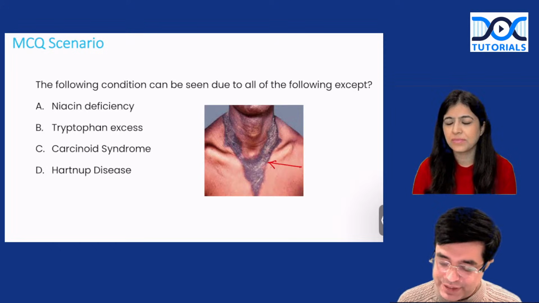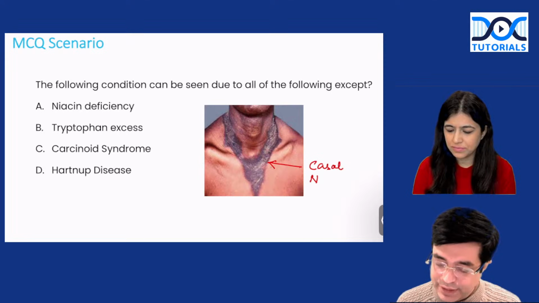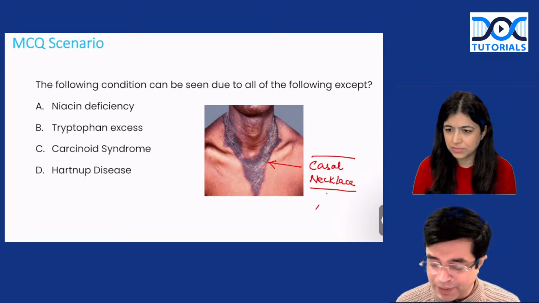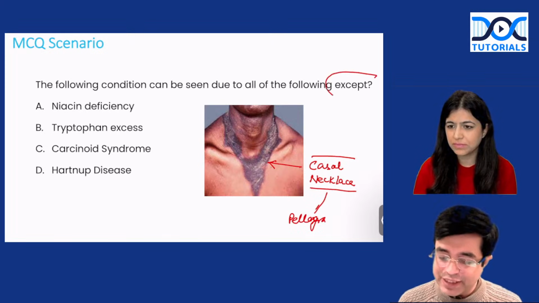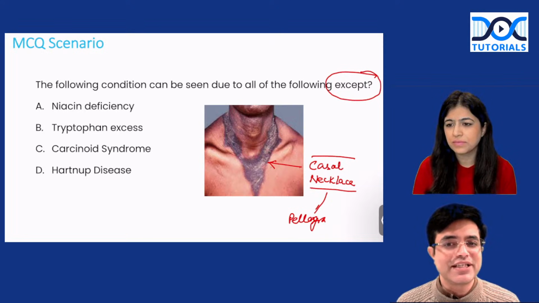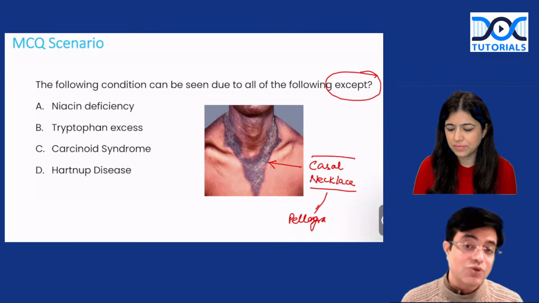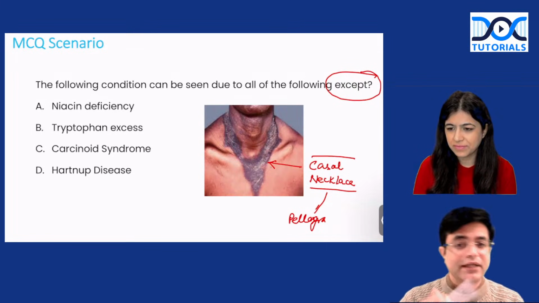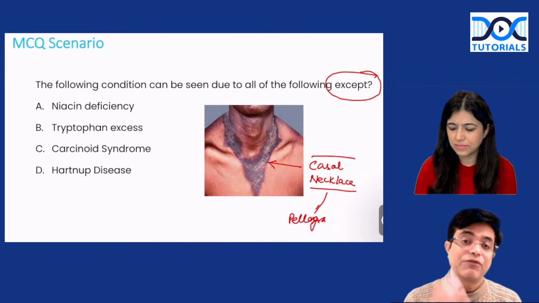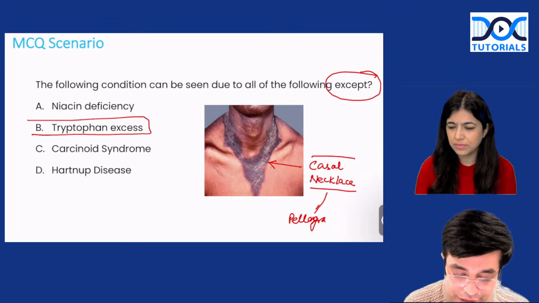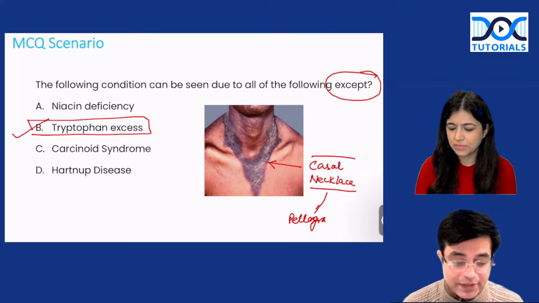What are we seeing here? What we are seeing is what you call as Casal necklace. Casal necklace is typically described as the manifestation of pellagra. Pellagra occurs due to niacin deficiency. This is something we already know, but the question is asking except. So does it change the answer? Yes. Casal necklace typically occurs in pellagra, but it can also occur in tryptophan deficiency. It can occur in mimics like carcinoid syndrome, and it can occur in Hartnup disease, which is a type of inborn error of metabolism. Tryptophan excess does not produce it, and so B is your correct answer.